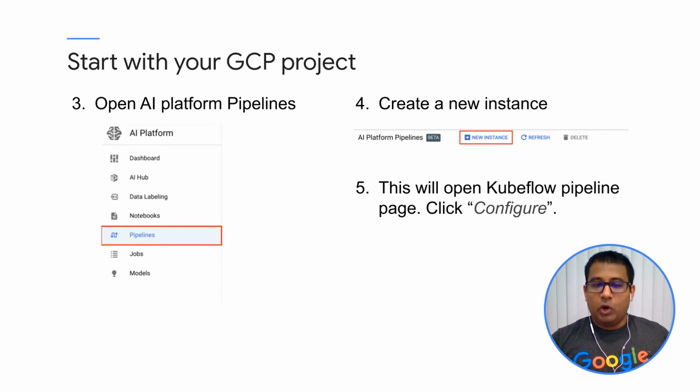Now, open your AI Platform Pipelines and click on the button Create Instance. This will open the Kubeflow Pipelines page. Then you have to click on Configure.